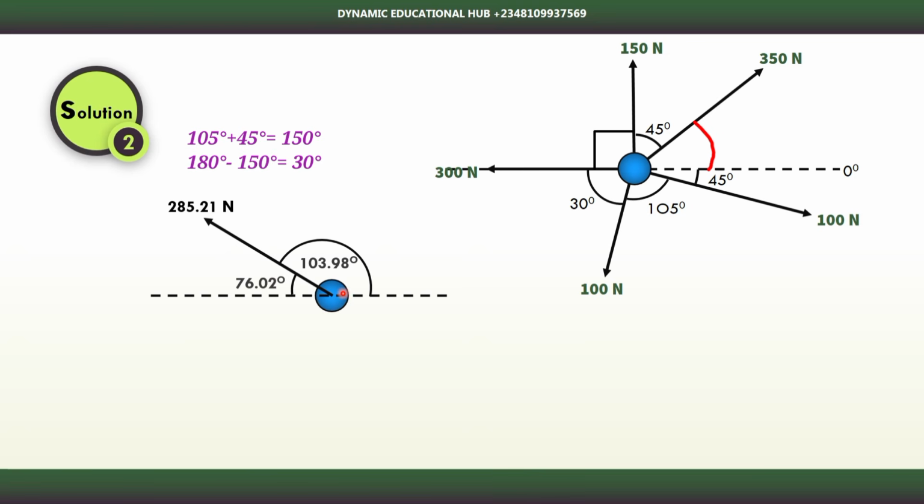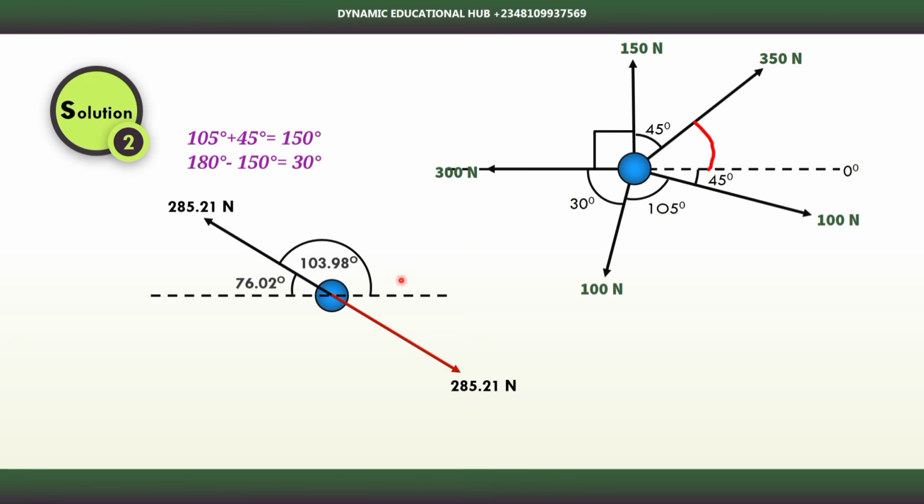Now to balance it, which means to find the equilibrant, you must add a force that will make it stable. Which force are you going to add? You are going to add the same force that has the same value as this resultant, which is also 285.21 Newton, but in the opposite direction. So that is what we call the equilibrant.